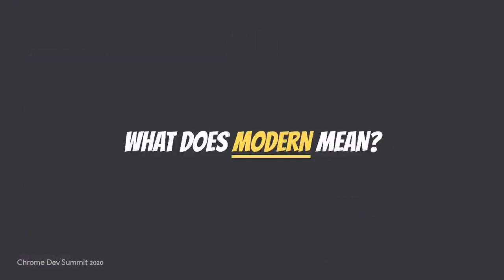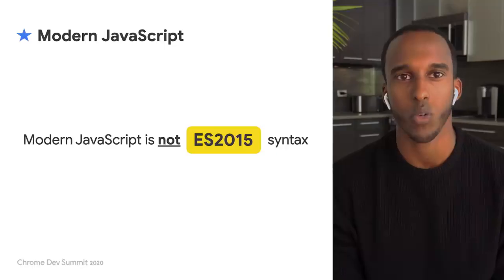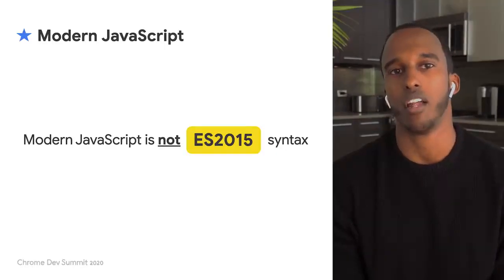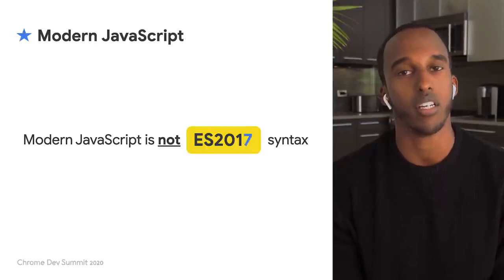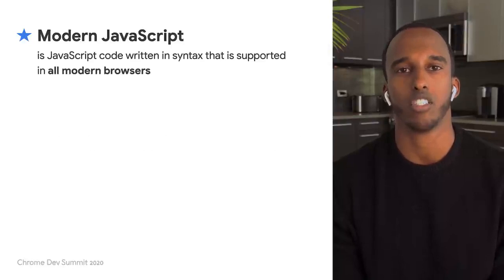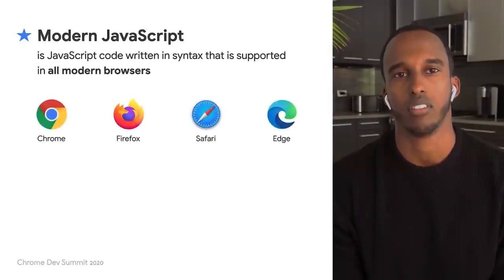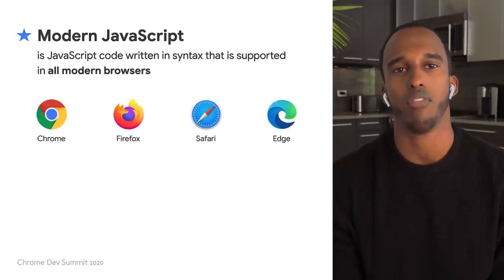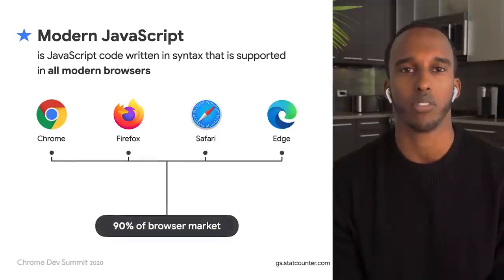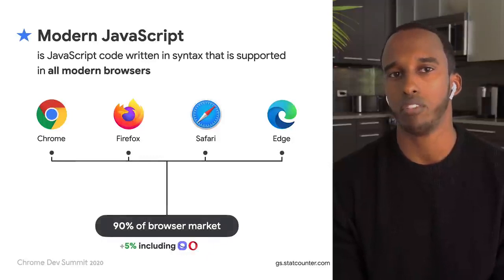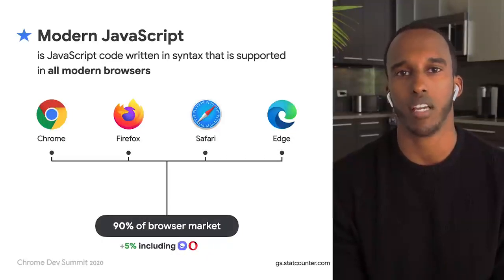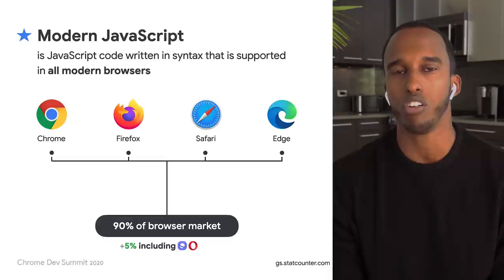What exactly do we mean when we say modern code? Well, for starters, modern JavaScript is not ES2015 syntax, or ES2017, or even ES2020. It's code written in syntax that is supported in all modern browsers. Right now, Chrome, Edge, Firefox, and Safari make up 90% of the browser market. And then another 5% of usage comes from browsers based on the same rendering engines, which support roughly the same features. That means 95% of visitors to your site are using a fast, modern browser.